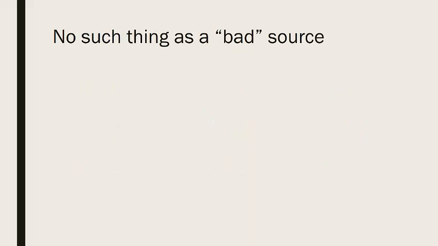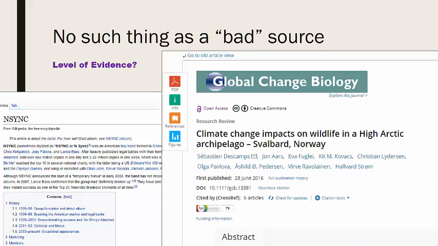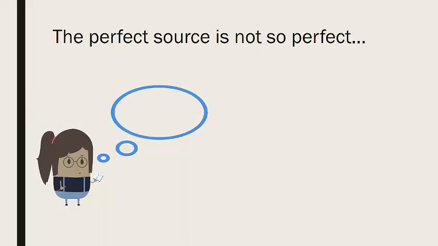It's important to remember that there's no such thing as a bad source, only sources that are better or worse for your rhetorical situation and the level of evidence you need to support your claim. If you want to quickly confirm the members of the 90s boy band NSYNC, the Wikipedia article will do just fine. However, if you're trying to find sources that discuss the impact of climate change on Arctic wildlife, you'll probably want something more scholarly.